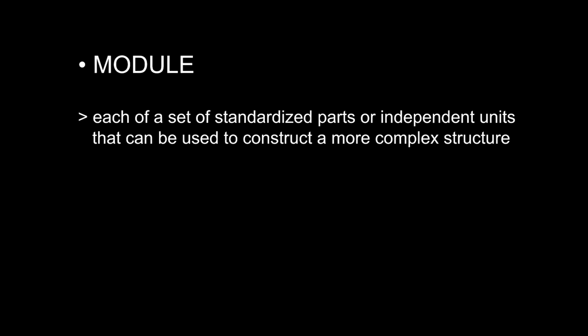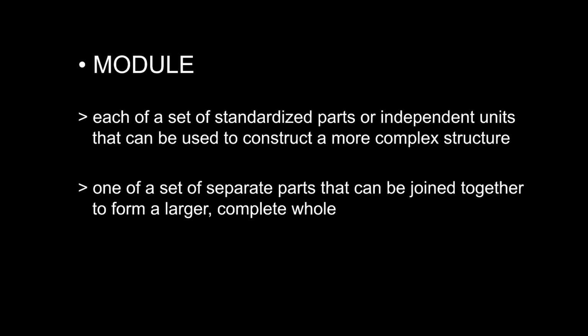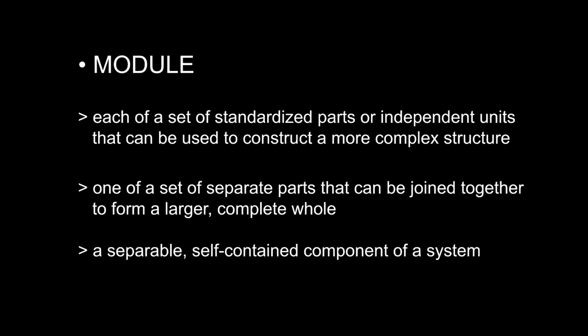So for modular systems of numbers, we first think about the adjective modular. What comes to mind when we talk about a module? A module is each of a set of standardized parts or independent units that can be used to construct a more complex structure. Other sources on online dictionaries would also define it as one of a set of separate parts that can be joined together to form a larger, complete whole. It can also be referred to as a separable, self-contained component of a system.